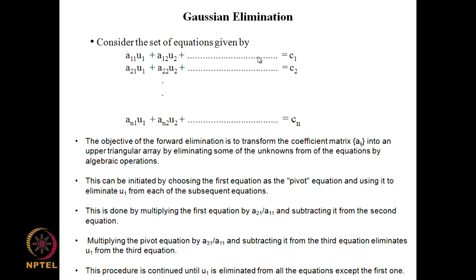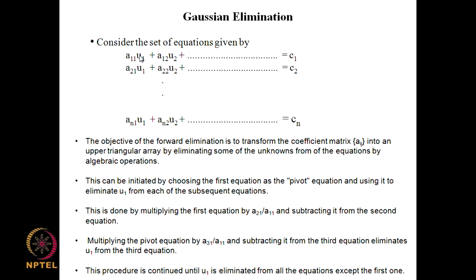You take this set of equations. The objective of the forward elimination is to transform the coefficient matrix Aij into an upper triangular array by eliminating some of the unknowns from the equations by algebraic operations. This can be initiated by choosing the first equation as a pivot equation and using it to eliminate, in this case, u1 from each of the subsequent equations, and this is done by multiplying the first equation by a21 by a11 and subtracting it from the second equation. Okay.